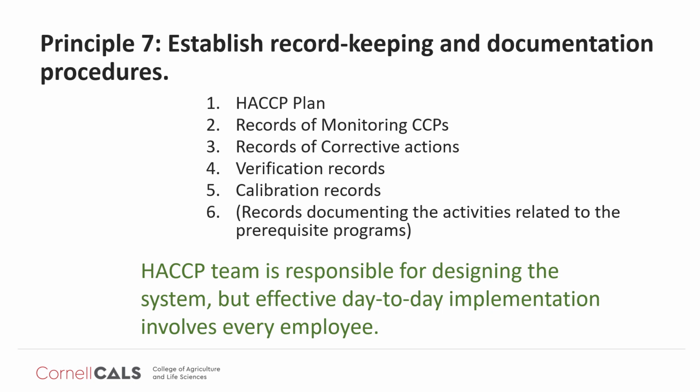Number 3, records of corrective actions. So whenever we see a deviation in CCP monitoring records, there should be a corresponding record of corrective action. Number 4, verification records. So all records should be verified and all verifications should be recorded to make sure HACCP is functional and hazards are controlled. Number 5, calibration records. So any devices we rely on to tell us are we reaching the critical limits or not should show us the true values.